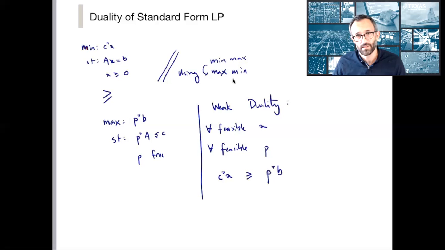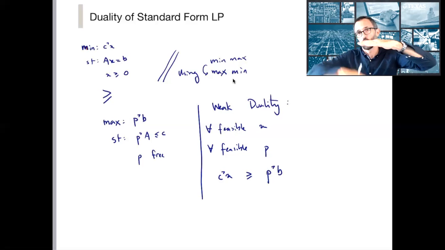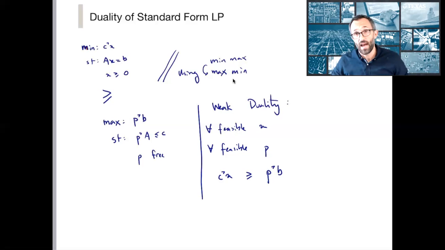Strong duality tells us that if you choose the best X and the best P, X is pushing down, P is pushing up, that there's going to be no gap. That's what strong duality is telling us.